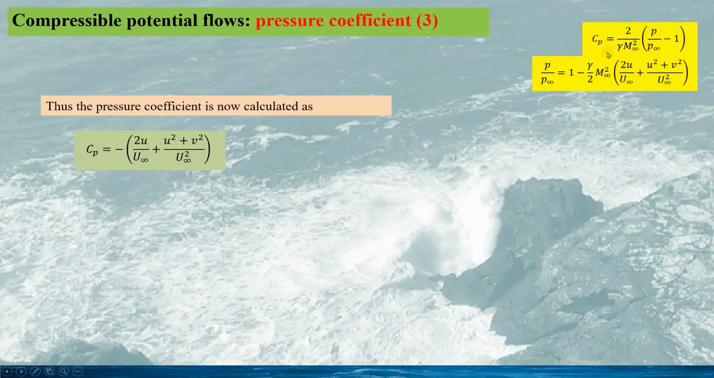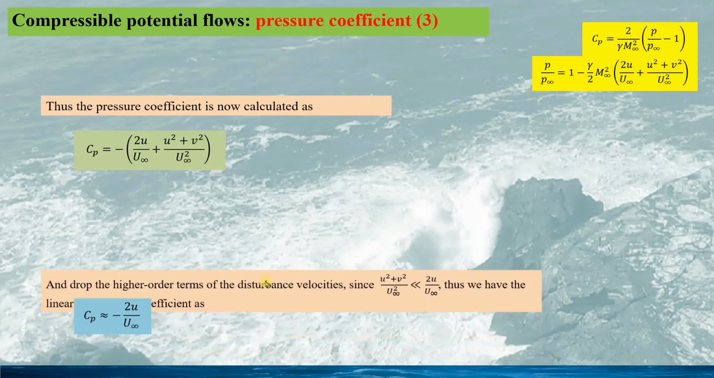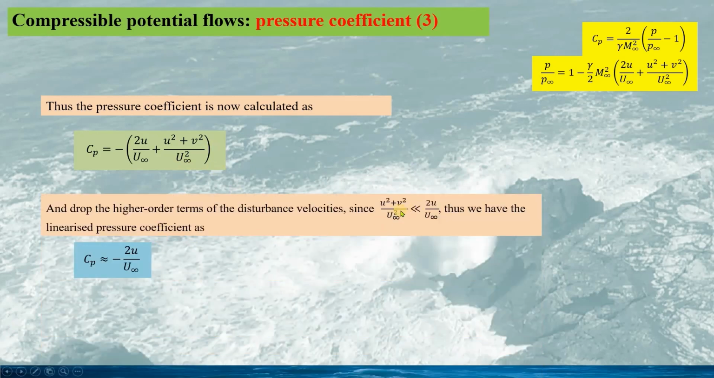Based on the derivation in the previous slides, Cp and the relation of the pressure and the velocity component, we can obtain the pressure coefficient given as this. Considering the higher order terms of the disturbance velocity components, the first term on the right-hand side is much larger than the second term. Therefore, we have the approximation for the pressure coefficient Cp given as this.